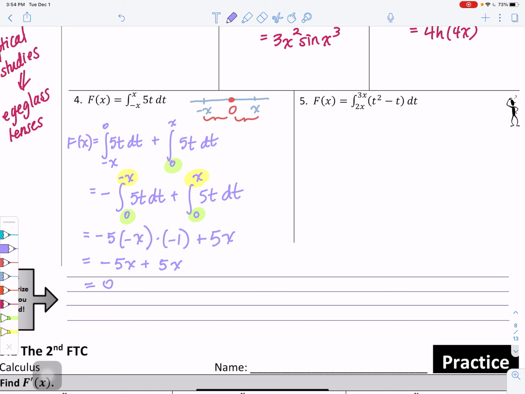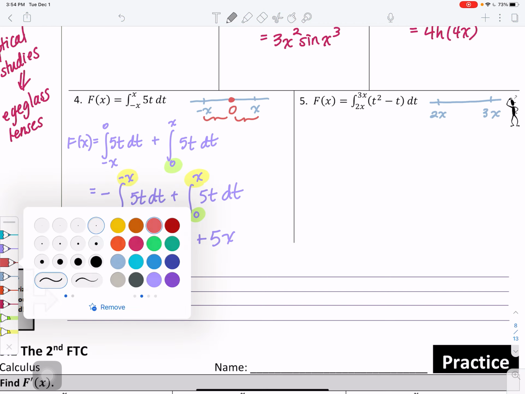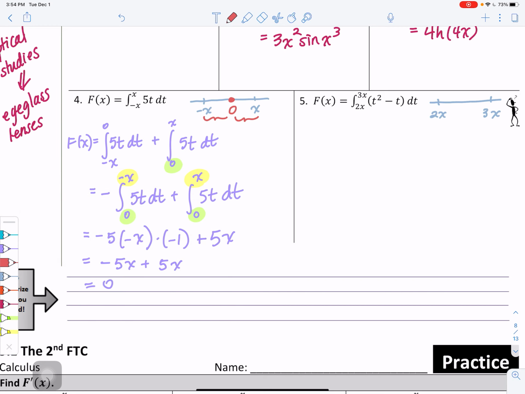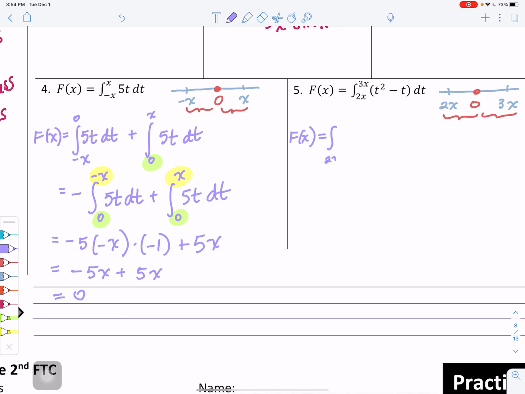And let's look at our next problem. Again, let's picture a number line going from 2x to 3x and putting 0 in the middle. And again, guess what? 3x could be on the other side if x was a negative number. We're going to add these two integrals together. So we're going to rewrite f of x as the integral from 2x to 0 of t squared minus t dt, and now we're going to add that from 0 to 3x of t squared minus t dt.